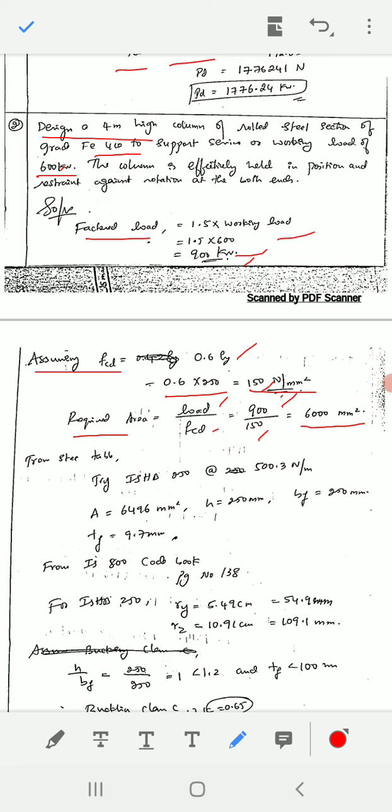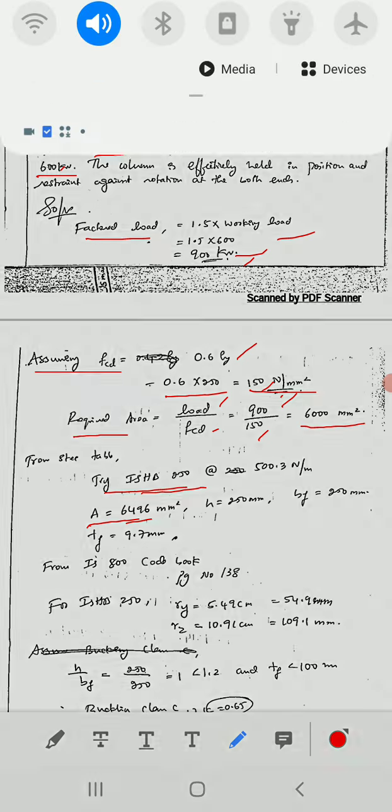For that, you have to go to the steel table and find where we are getting 6000 mm square values, and that has to be taken for your column of 400. Here I take an ISHB 250 because it has an area of 6496 mm square, more than 6000. It is taken from the steel table. I'll show it from the steel table.